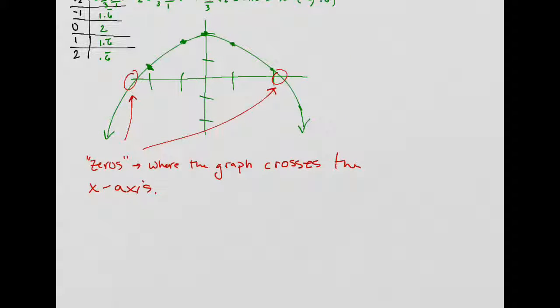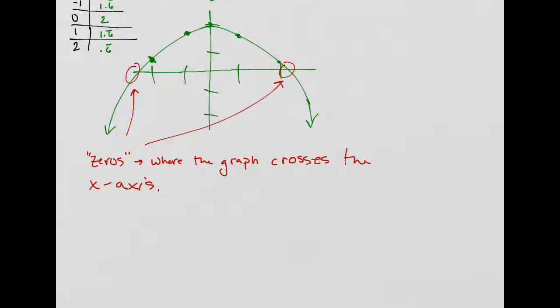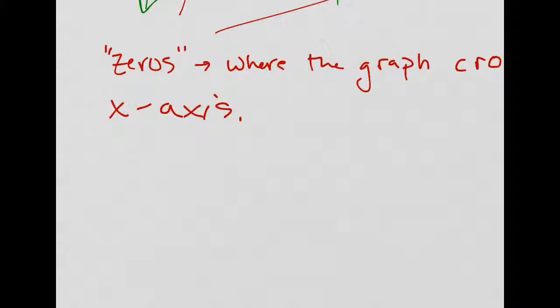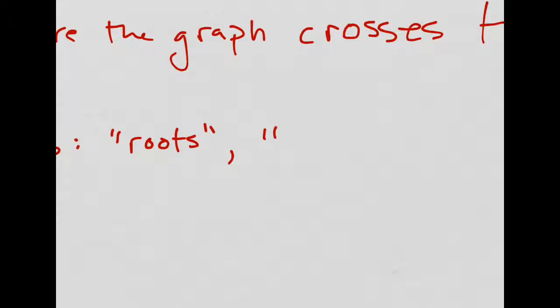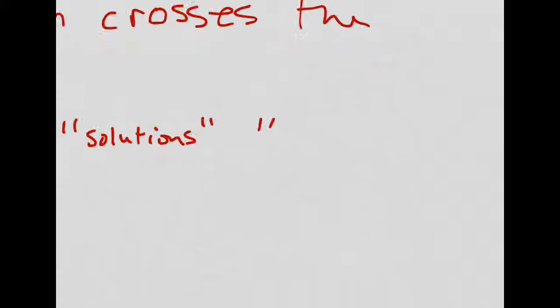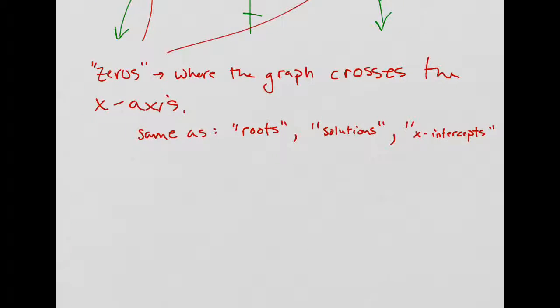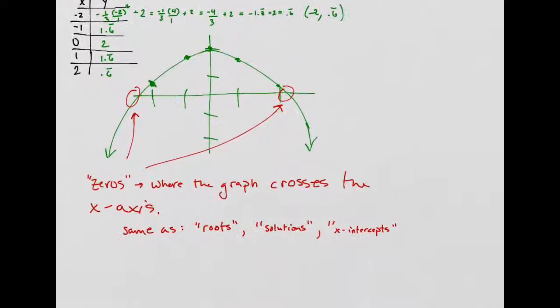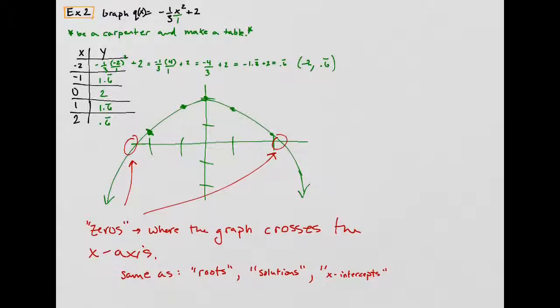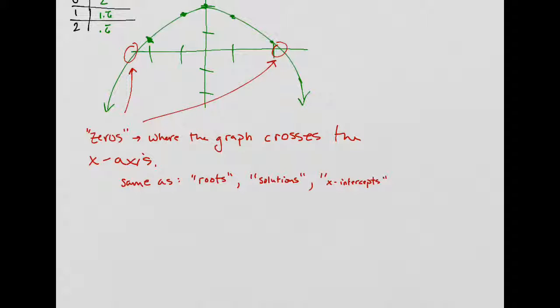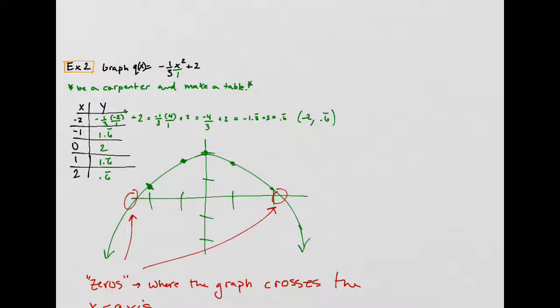They also have other names for it, just for fun, to confuse you. But they're also called roots or solutions. You can call them x-intercepts as well. So that's what we have here. The zeros of a function are where the graph crosses the x-axis, and it's the same thing as roots, solutions, or x-intercepts. Those are the different names for them.